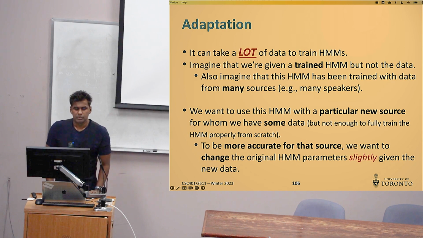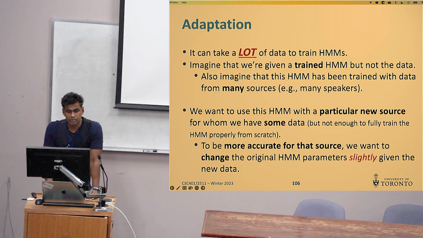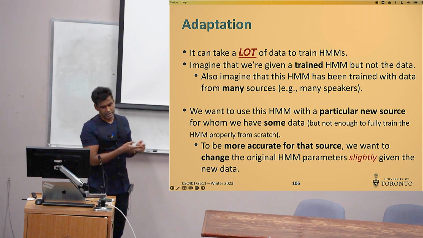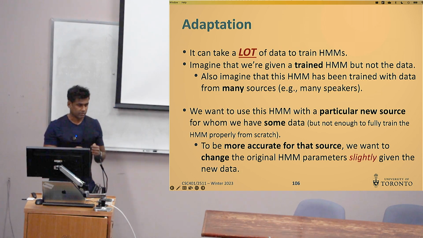Okay, so it takes a lot of data to train HMMs. Because of that, it is very important that we are able to reuse our trained HMMs once we have trained them. So let's go with the running example of speaker identification. We have a lot of data, it takes a lot of time, and we train it.